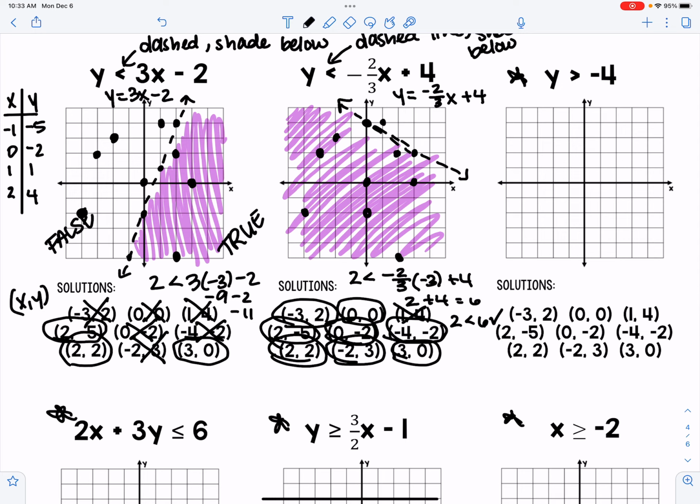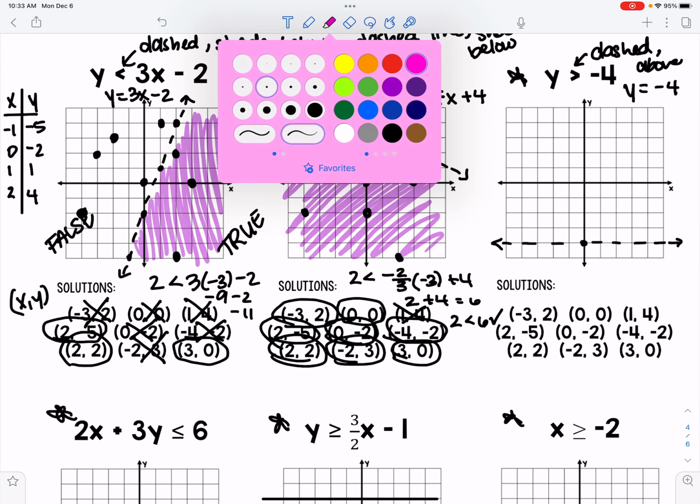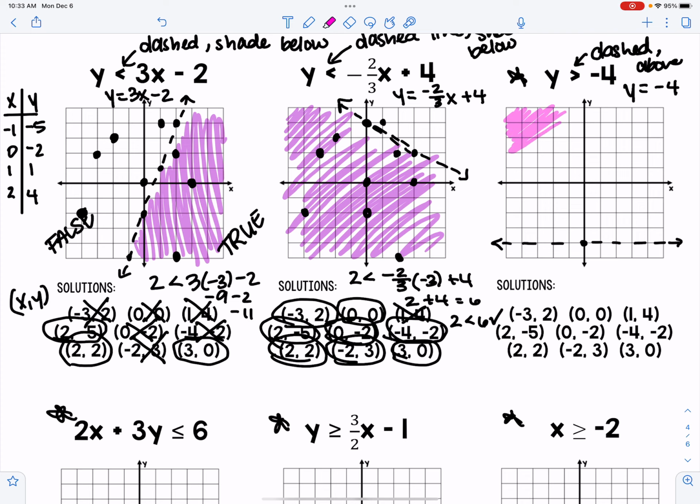So the first one we had was y was greater than -4. If I rewrote this as an equation, it'll say y is equal to -4. So I'm going to go to where y is equal to -4, and I'm going to have a dashed line there because it doesn't include the or equal to part. And then since it's greater than -4, I'm going to shade above that line. And I'll have a different color here.